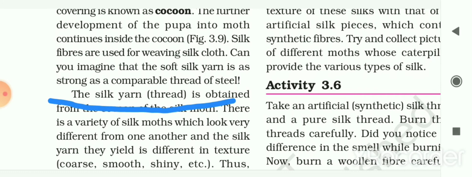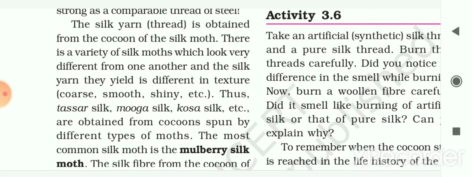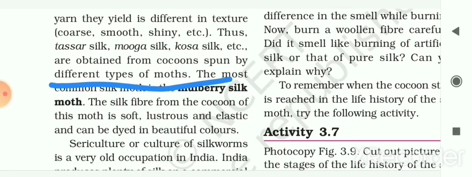Silk fibers are used for weaving silk cloth, and can you imagine that this soft silk yarn is as strong as a comparable thread of steel. It is very strong. The silk yarn, or thread, is obtained from the cocoon of the silk moth, and there is a variety of silk moths which look very different from one another, and the silk yarn they yield differs in texture, like coarse, smooth, shiny, etc.